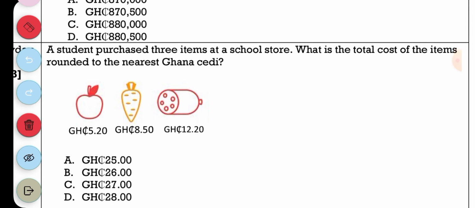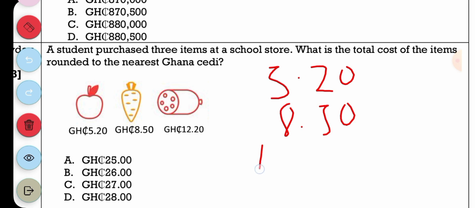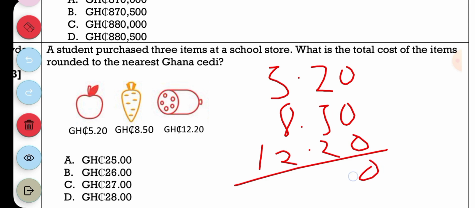A student purchased 3 items at a school store. What's the total cost of the items rounded to the nearest Ghana cedis? So we are going to add everything. So 5.20, 8.50, 12.20. So there's 0 here, you have 9 here, point, you have 5 here, you have 2 here. So you're going to end up with B, 26 Ghana cedis.